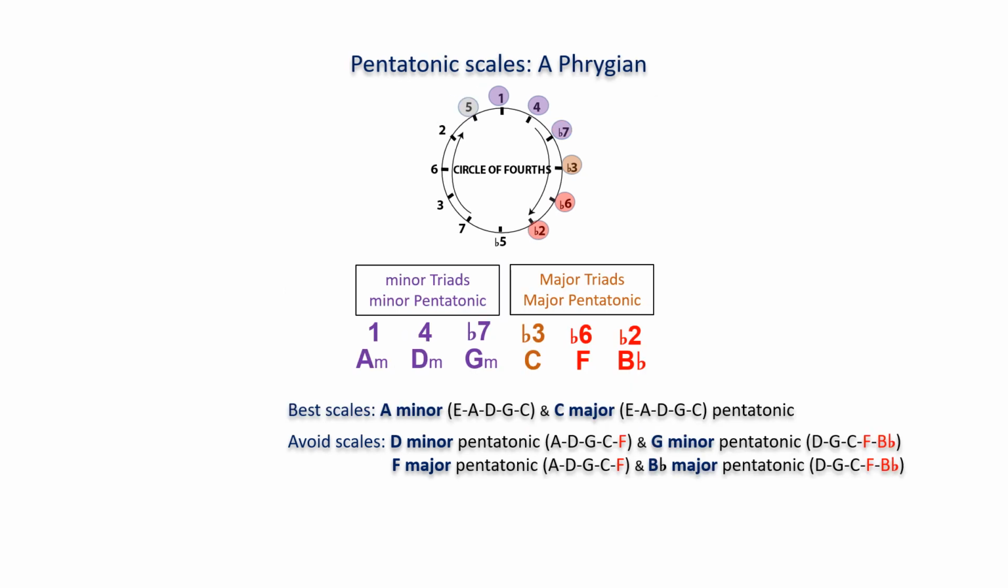When using A Phrygian, it is best to avoid the pentatonic scales that contain flat 6 and flat 2 because they clash with the root and the fifth of the chord, a half step below. However, to create a Phrygian sound, the best scales to use over A minor 7 are G minor and its relative B flat major pentatonic, since they contain flat 2, the characteristic tone in Phrygian.